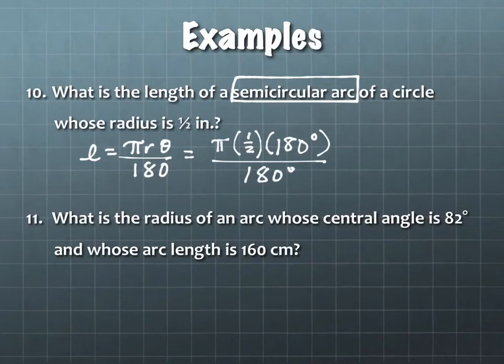Yeah, the 180s cancel. Even if they didn't, they could reduce, right? I mean, potentially so. So yeah, the 180s cancel. So I'm left with pi times 1/2. What would I need to do? Just evaluate in the calculator, right? So you can either type in pi and type times 1/2, or you can type in pi and divide by 2. What do you get?